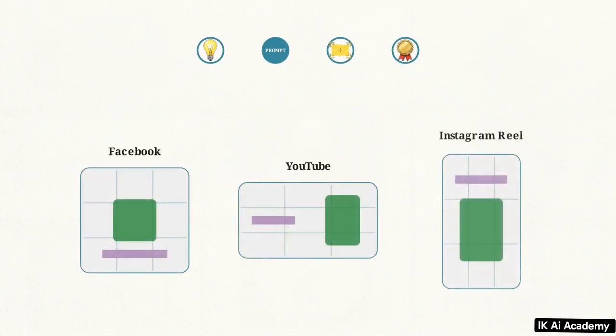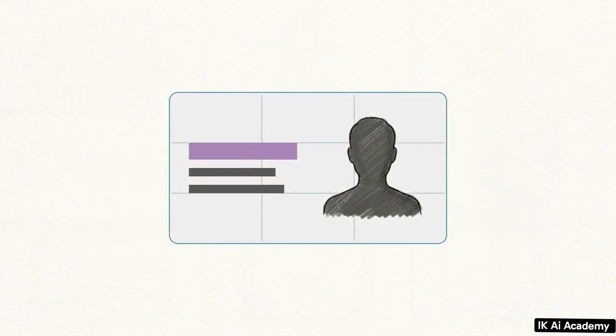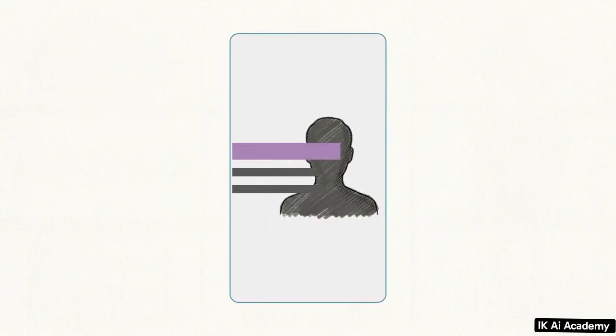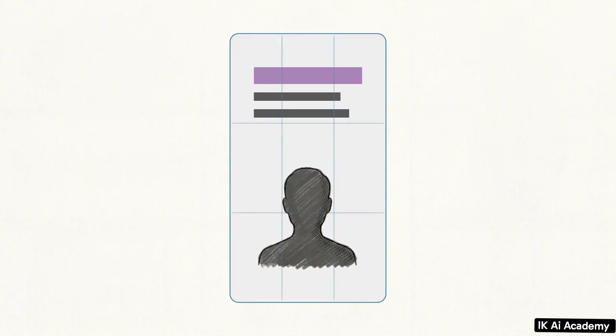Before typing a prompt, define where the image lives: a square Facebook post, a wide YouTube thumbnail, or a vertical Instagram reel. This dictates your aspect ratio and subject arrangement. A great horizontal composition will often cut off important details if squeezed vertically.